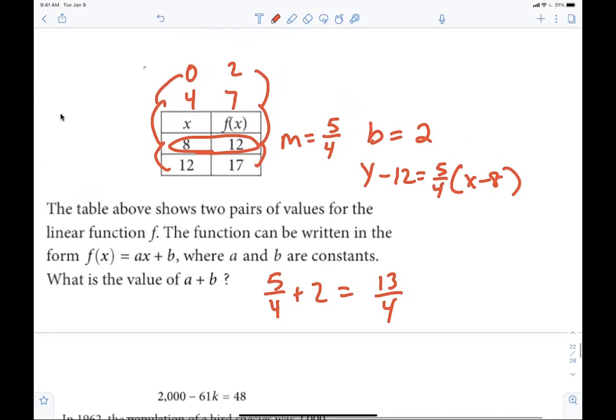Does anybody remember what L1 represented from last year? And what does L2 represent? Yes, but let's say it correctly. L1 is the what? X, and L2 is the, so under L1, I need everybody to put 8 and 12.